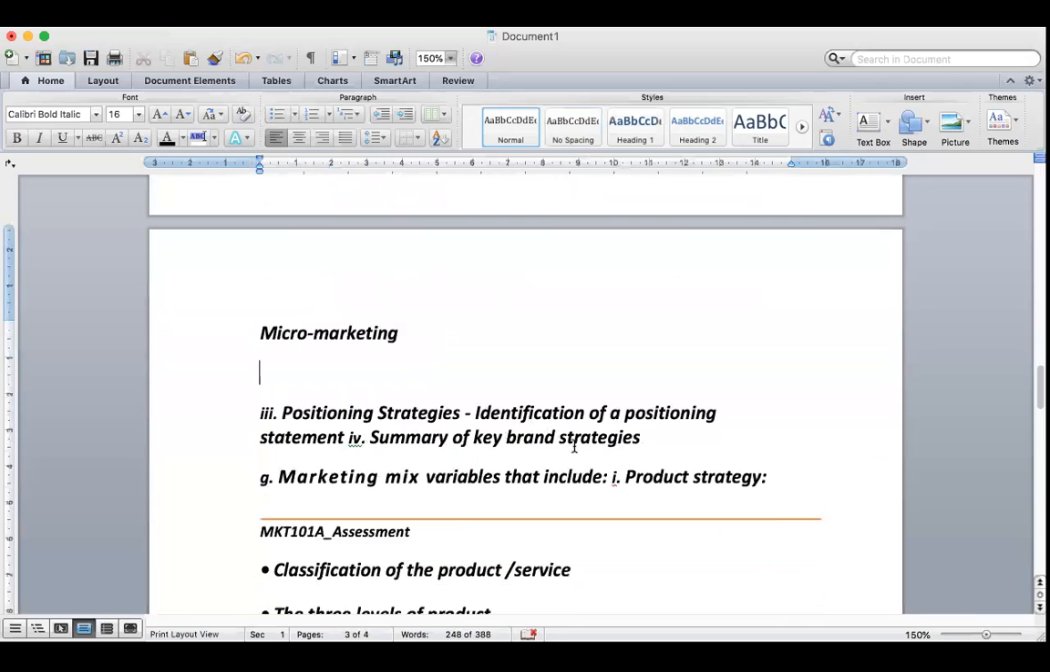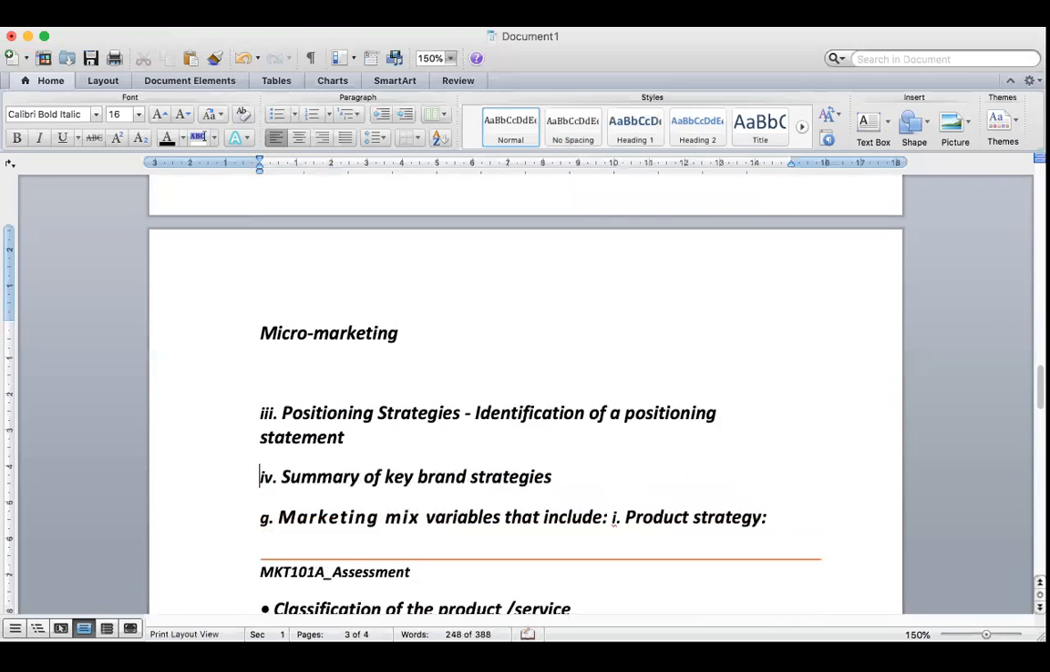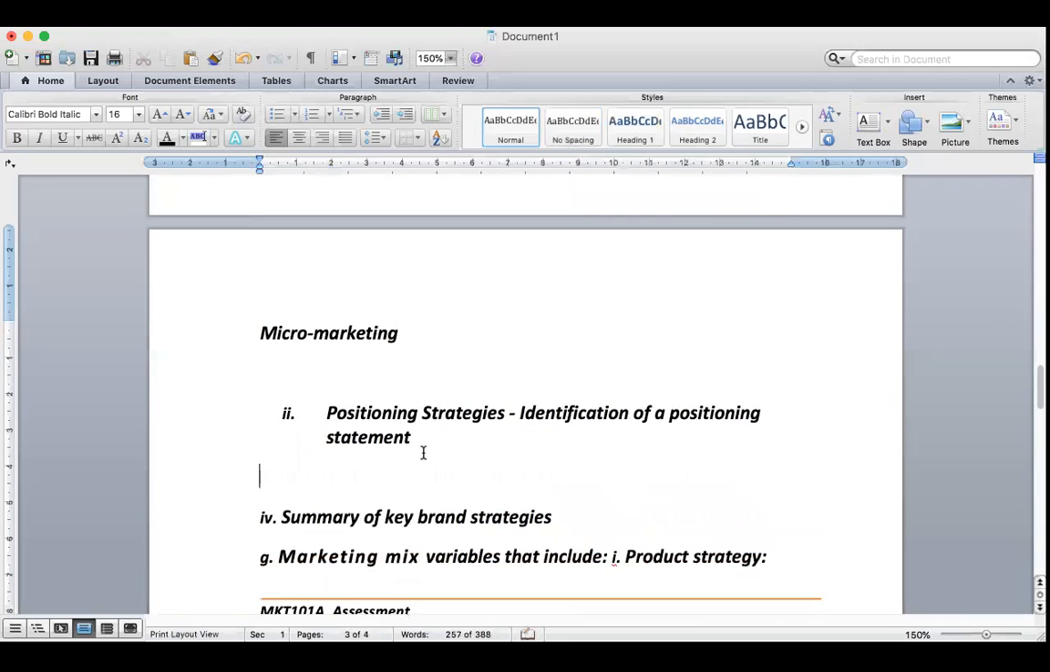Right. Now we come to the positioning, and the end goal is to create a positioning statement. When it comes to positioning strategy, we know that positioning is defined as the way the product is defined by the customers based on its important attributes. So the first thing I'd like to recommend you to do is to create a positioning map.